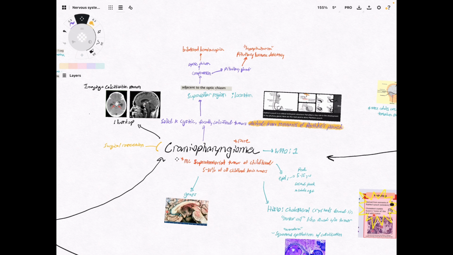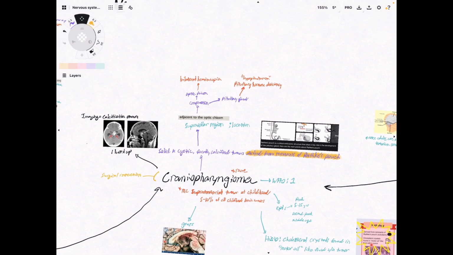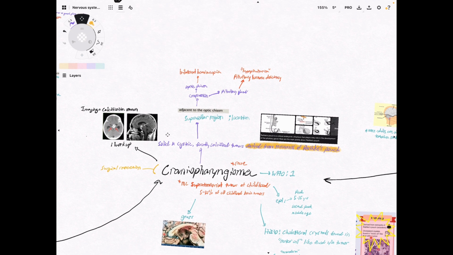So remember, supratentorial is above the tentorium cerebelli, which is the area that separates the cerebellum and the cerebrum. And they're most commonly in adults, but this tumor can actually present in childhood. Okay, so it's the most common supratentorial tumor in childhood. It's actually 5 to 10% of all childhood brain tumors. It's not something to take lightly. It's very much common, and it presents as solid and cystic. So remember, solid and cystic.